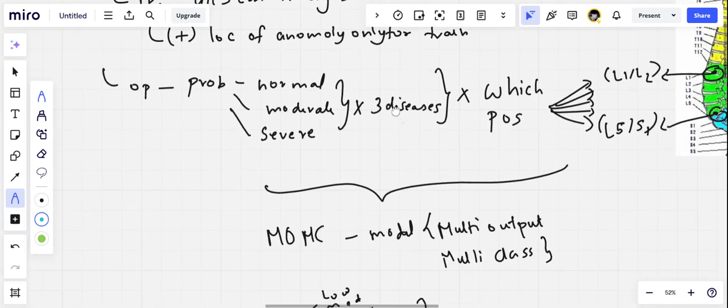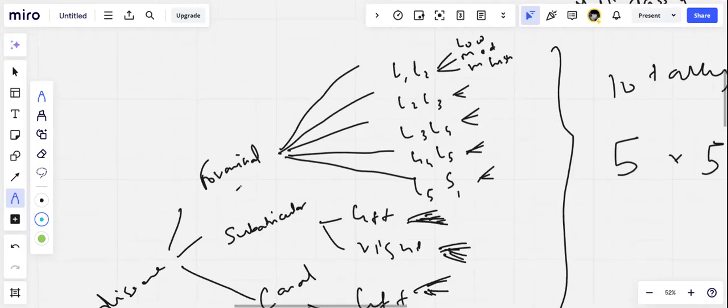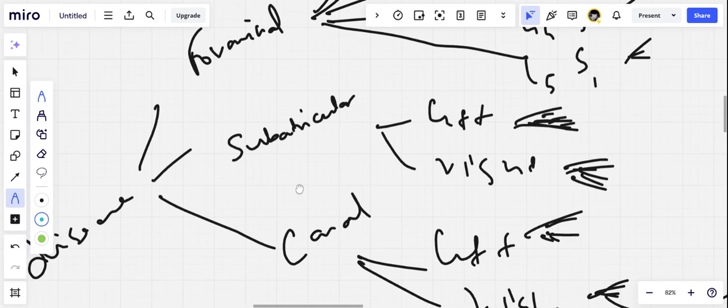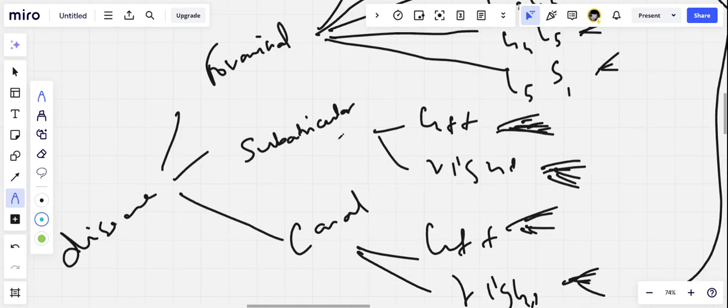The three diseases which they have specified are foraminal, subarticular, and canal. These affect different parts of the spine, and there are subtypes in subarticular and canal, left and right, because subarticular could occur on the left side or right side of the spine. Same for canal. So technically, there are five conditions which you have to find out: foraminal, left subarticular, right subarticular, left canal, and right canal.